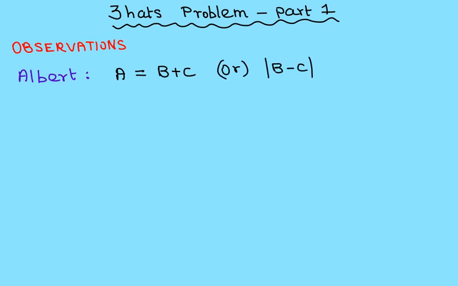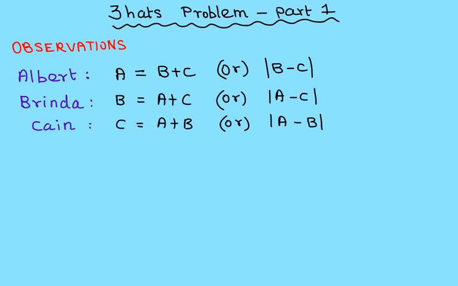Similarly, each one reduces their number to two possibilities. So, B equals A plus C, or the absolute value of A minus C, and C equals A plus B, or the absolute difference of A and B. Now, note that the absolute difference value can be 0. If that is the case, that option can be rejected, as we all know that each number is a non-zero positive integer.